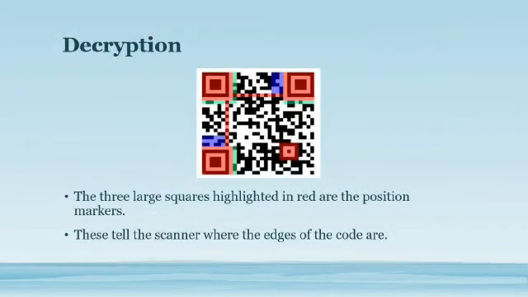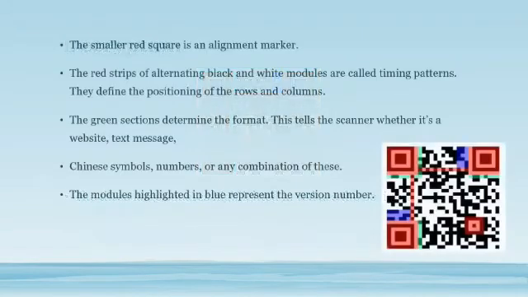In decryption, this is the sample picture for decryption. The 3 large squares highlighted in red are the position markers. This tells the scanner where the edges of the code are. The smaller red square is an alignment marker. The red stripes of alternating black and white modules are called timing patterns. They define the positioning of the rows and columns.